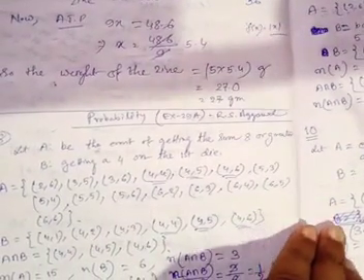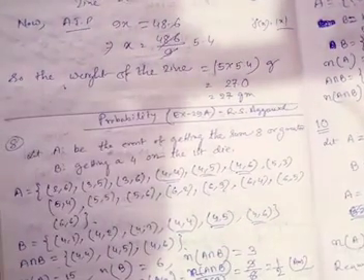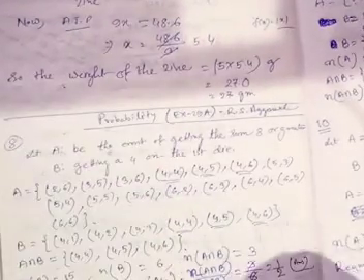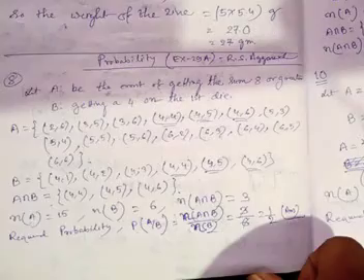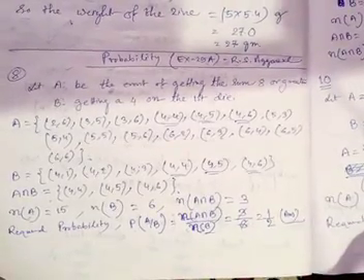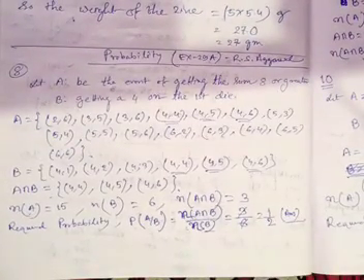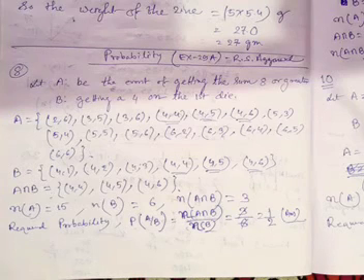Hello viewers, so we are doing RS Agarwal from the RS Agarwal mathematics book. The chapter name is probability, and we are doing exercise 29a. Up to question number 7 we have done in exercise 29a. Next, move to question number 8.